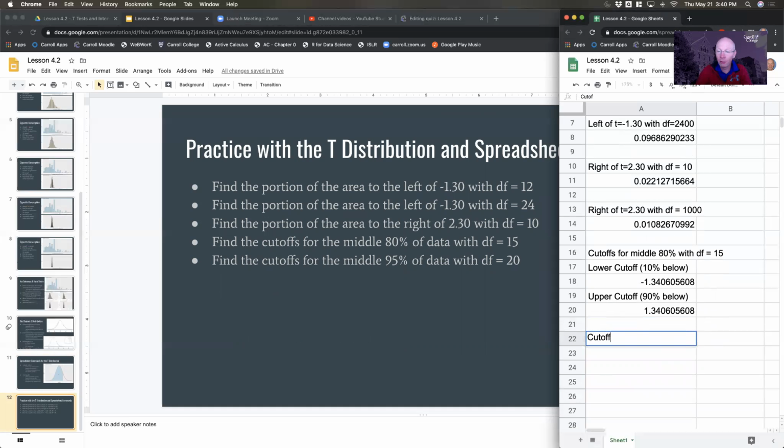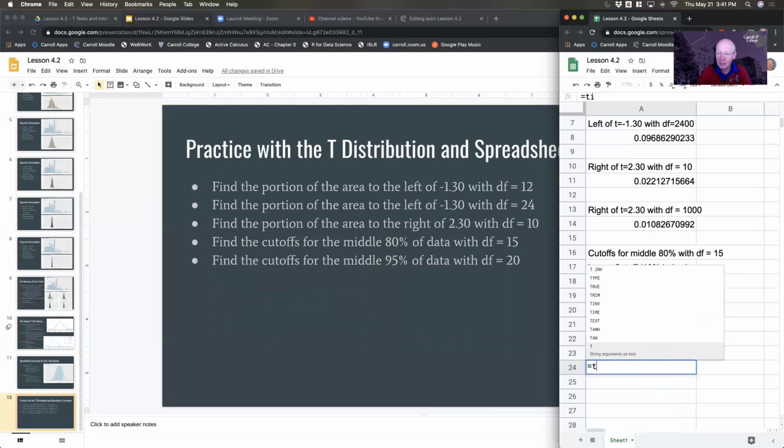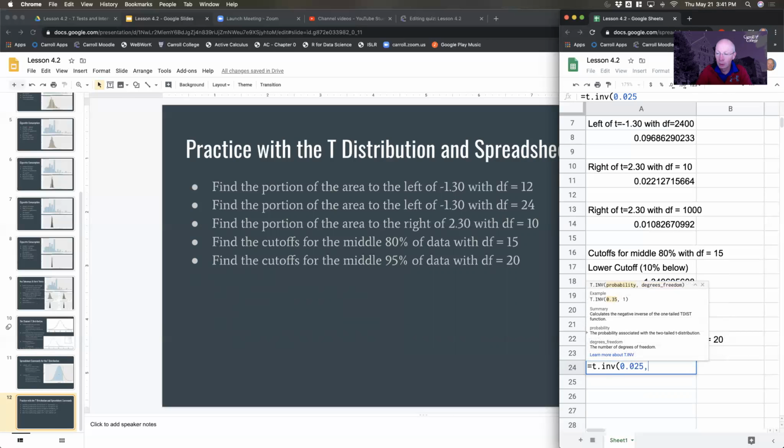Let's do the cutoffs for middle 95% with degrees of freedom equals 20. Okay, my lower cutoff, let's see here, 95% leaves 5% in the tails. That's 2.5% in each tail. So that would be 2.5% below this lower cutoff. So t.inv of 0.025 with 20 degrees of freedom.